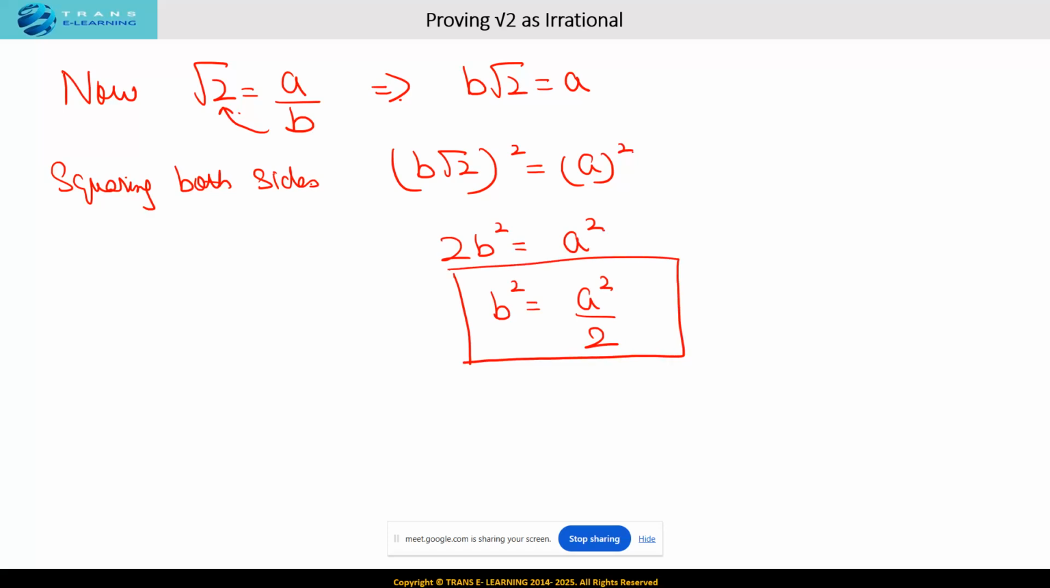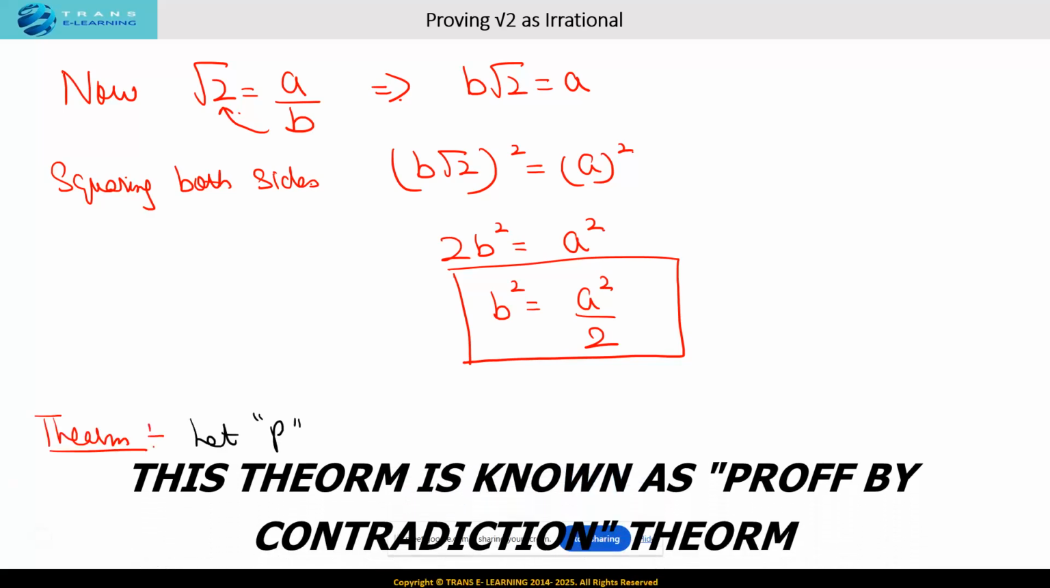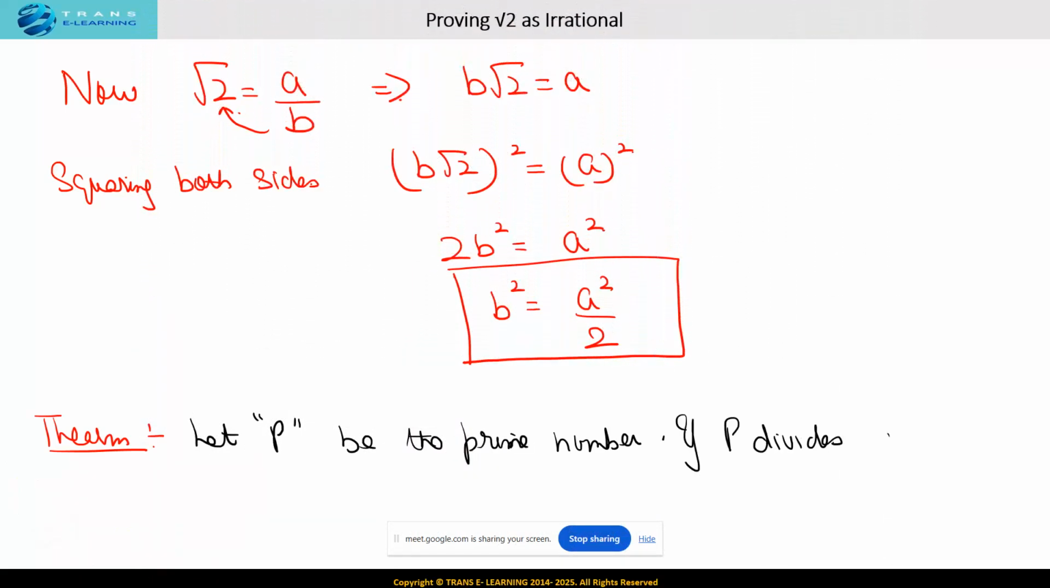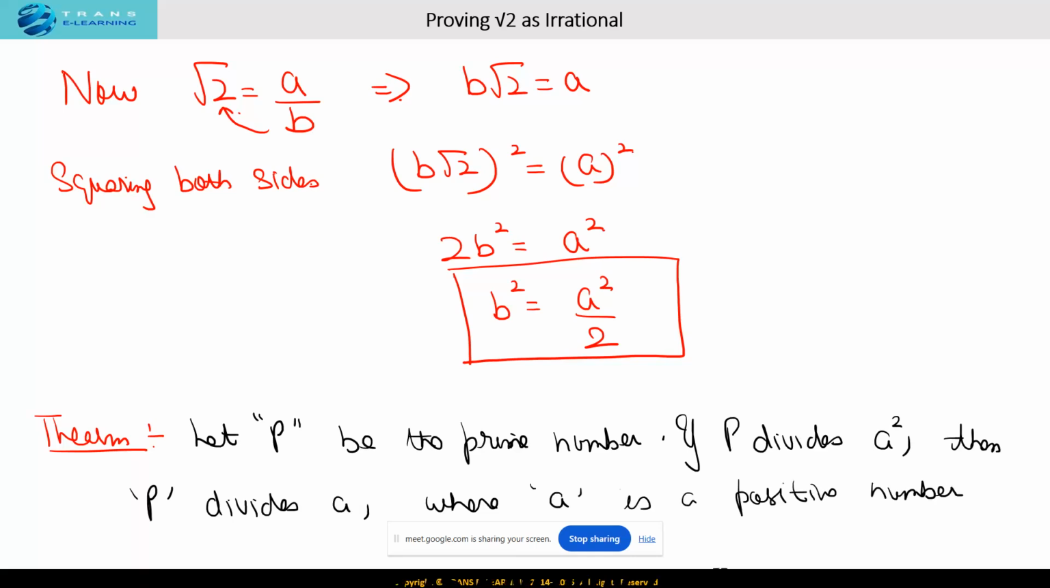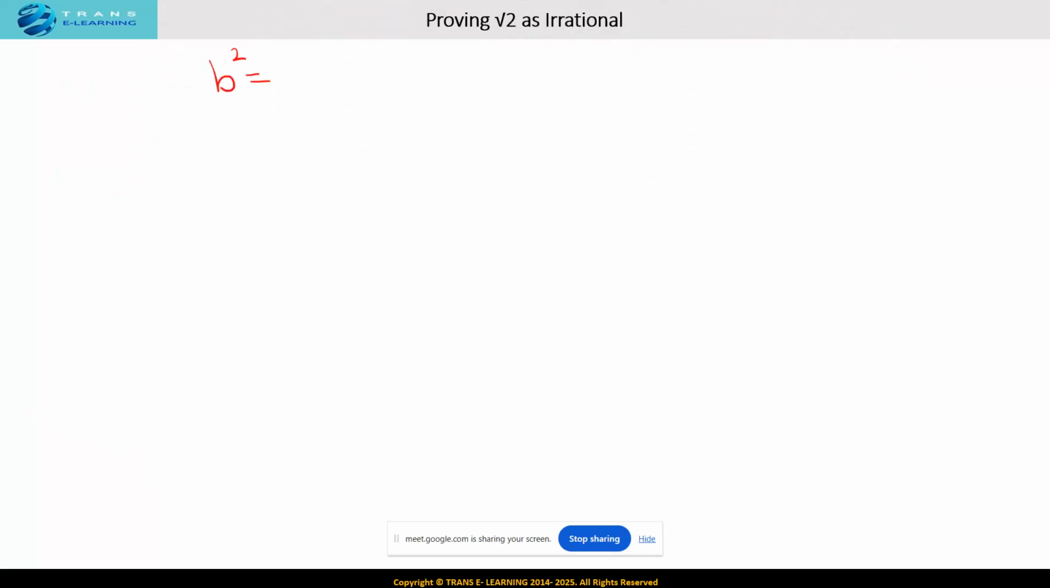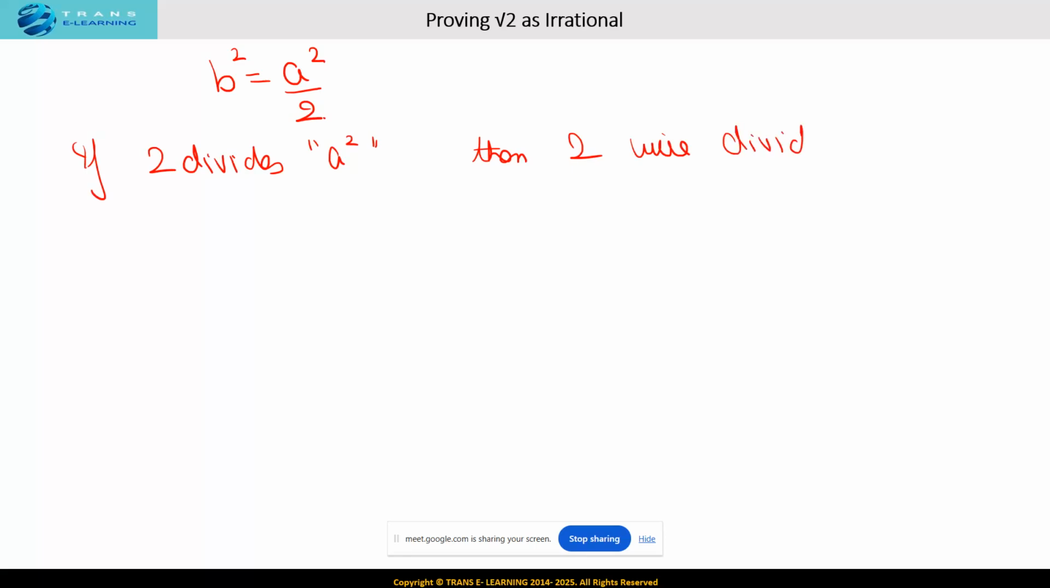So now we have to consider the theorem we talked about earlier. Let p be a prime number. If p divides a square, then p divides a, where a is a positive number. Now we are going to use this theorem. So now we got b square is equal to a square by 2. We can write: if 2 divides a square, then 2 will divide a.